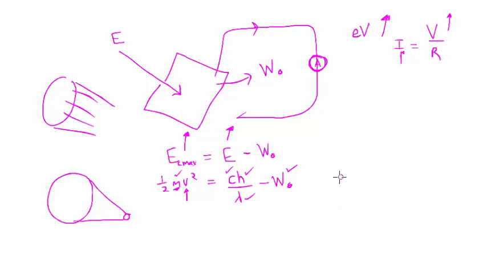Then that's really it. So what is meant by threshold frequency? That's the minimum frequency needed to knock an electron off the surface.